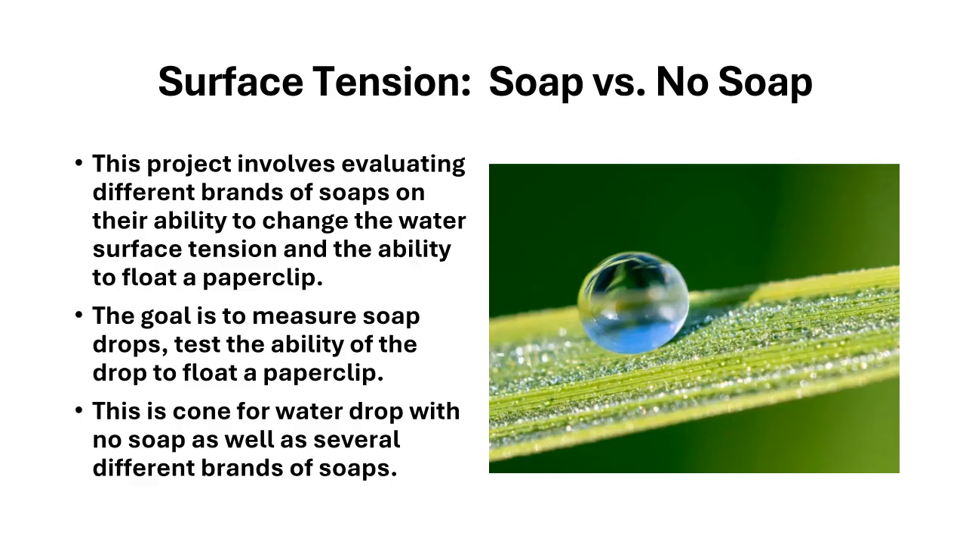You would record the results on whether the paperclip floats in each case or not. This experiment is a more qualitative experiment to understand the concept of surface tension. Basically, surface tension is the tendency for a liquid solution to maintain its surface area.